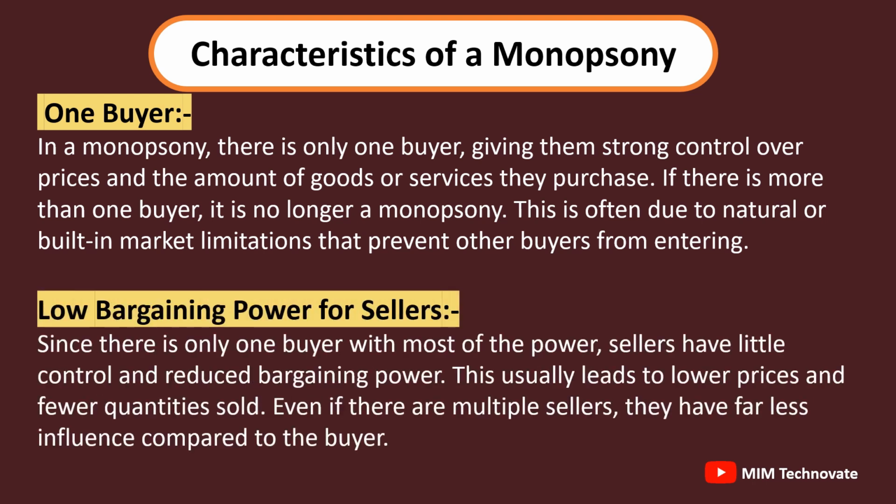Low bargaining power for sellers. Since there is only one buyer, with most of the power, sellers have little control and reduced bargaining power. This usually leads to lower prices and fewer quantities sold. Even if there are multiple sellers, they have far less influence compared to the buyer.